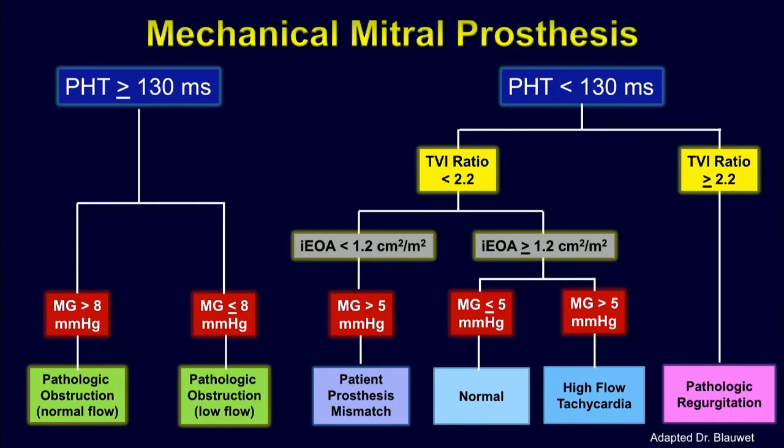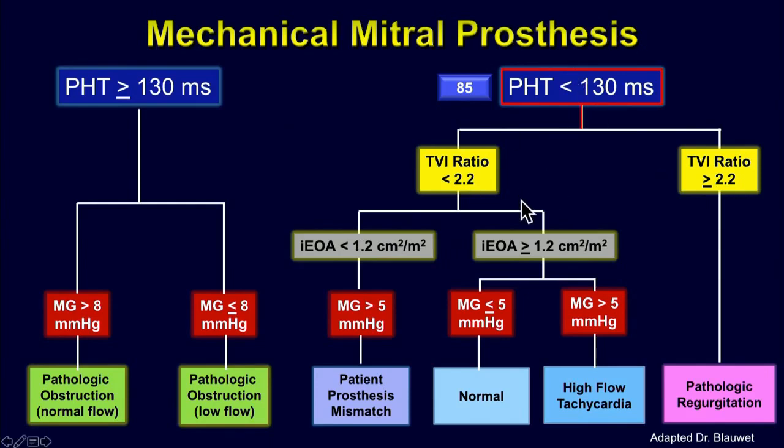One question came up. If indexed EOA is less than 1.2, and that is moderate PPM, how can we distinguish that from normal valve function? Well, in essence, I think it's on your slide here. In essence, in prosthesis patient mismatch, the valve is functioning normally. The issue really is that these patients have a high gradient, a high E-wave velocity. The pressure half-time is low.